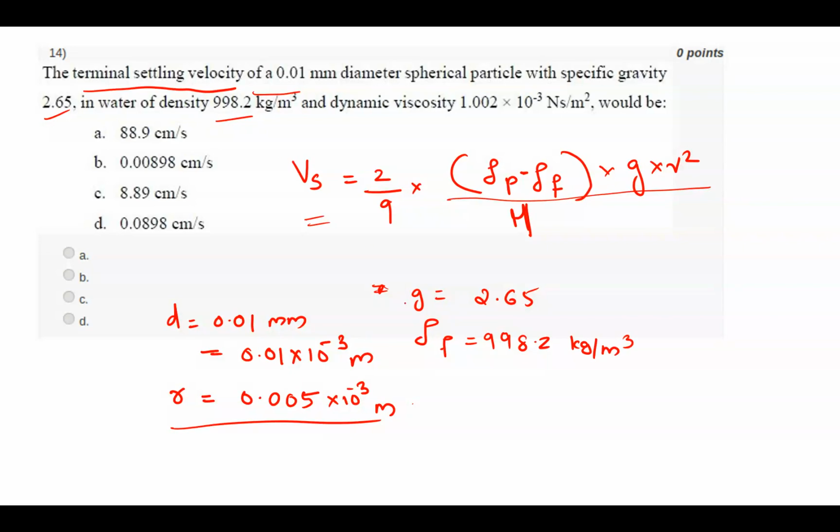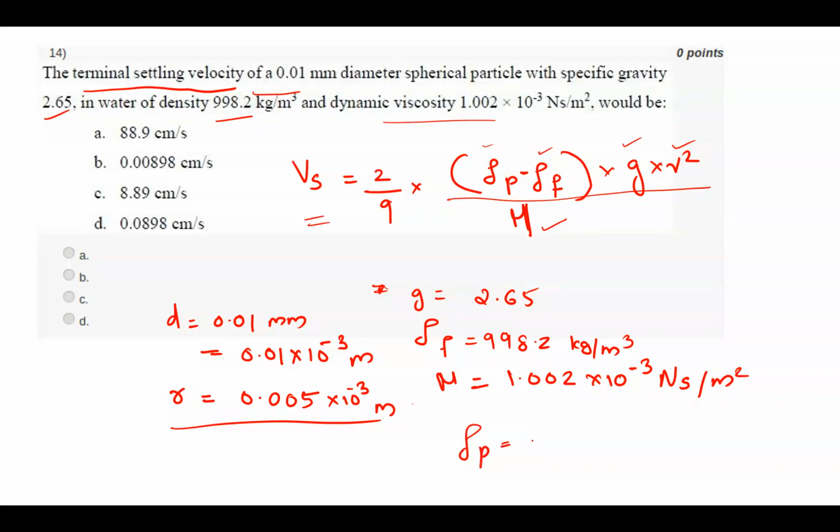Then what are other things given? Yes, dynamic viscosity is given. Mu is equal to 1.002 into 10 to the power minus 3 Newton second per meter square. This is all given. Then how do you calculate? You know the dynamic viscosity, specific gravity, radius, and density of the fluid also. What you don't know is the density of the particle. So how do you calculate the density of the particle?